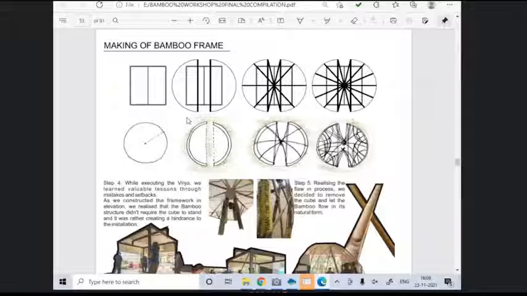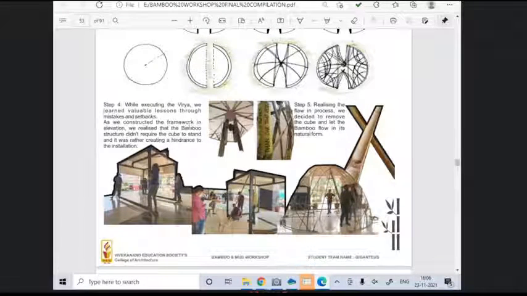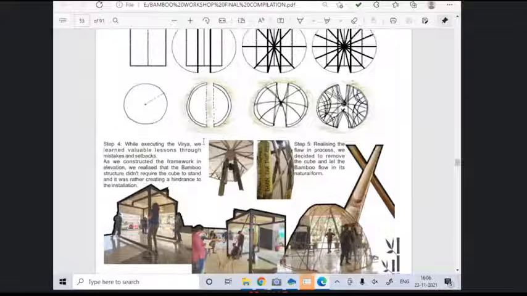It is bound with binding. First we used sutli, then for strengthening we used binding wire. After the frame structure was completed, we started weaving the split bamboos from one direction to the other, making it more dense and strong.